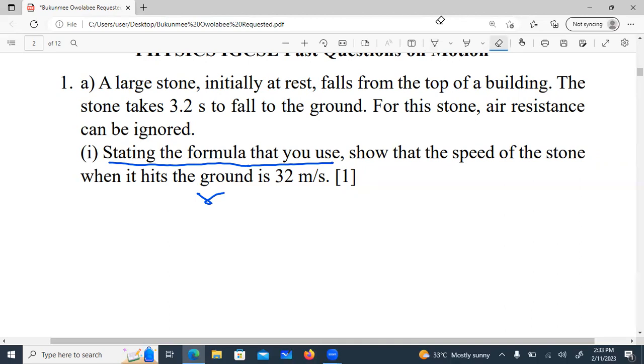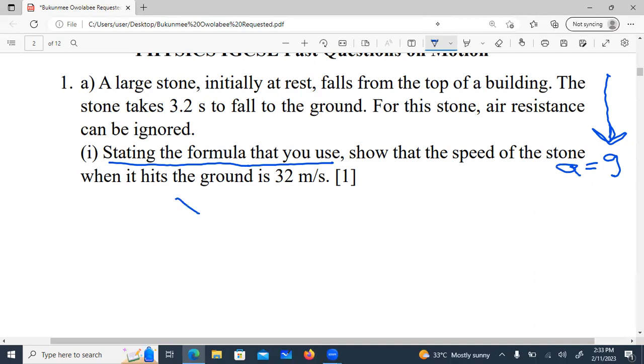You know, the first equation of motion states that V equals U plus AT. But because the stone is falling downwards, okay, it falls from the top of a building, it is falling downwards under the influence of the gravitational field strength of the Earth. So if something is falling under the influence of gravity, acceleration in that case will be equal to G.